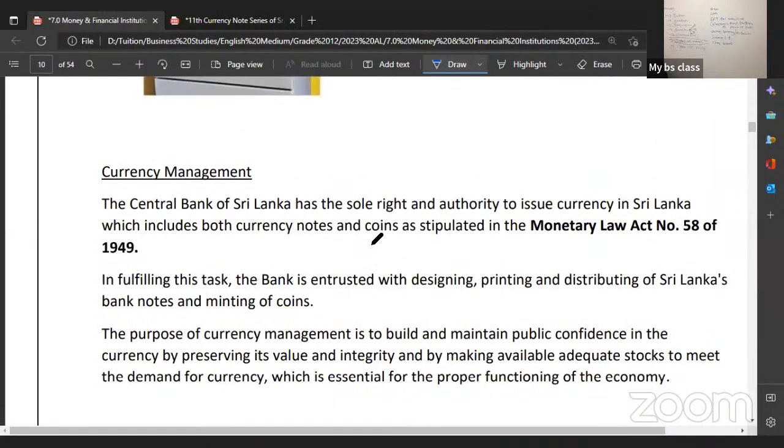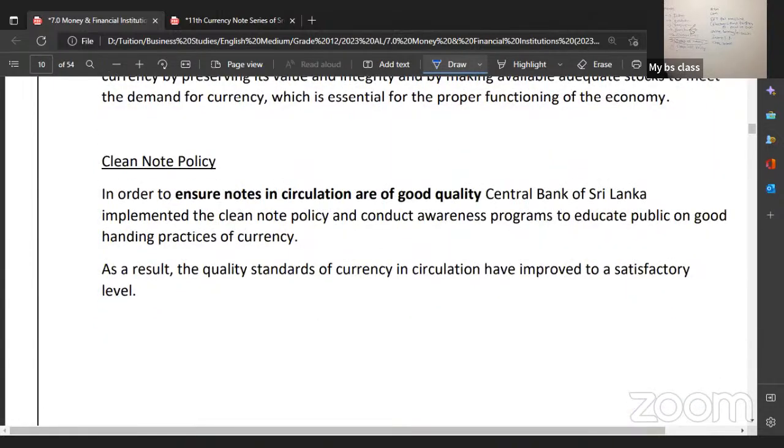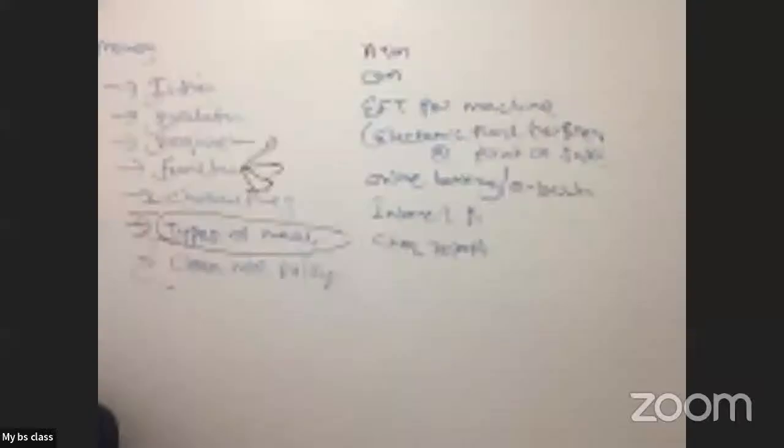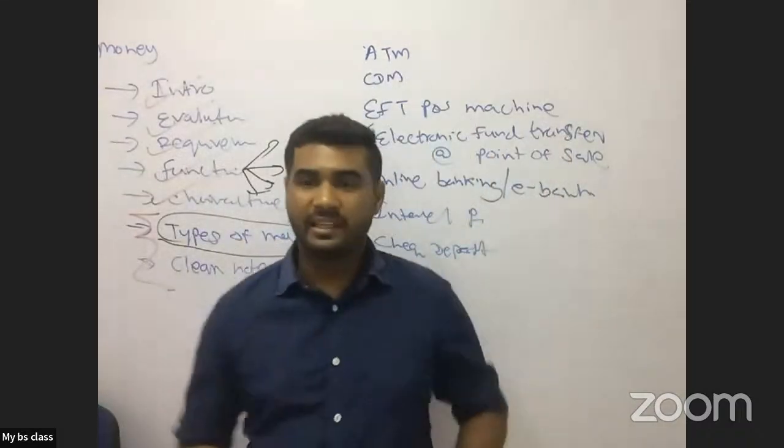Right, now let's come to the currency management. So the Central Bank of Sri Lanka has the SAR, right, that we know, and the MLA Act, to distribute. So that part we know well. But something new, the clean note policy. Right, 2017 launch kara clean note policy ke leka.